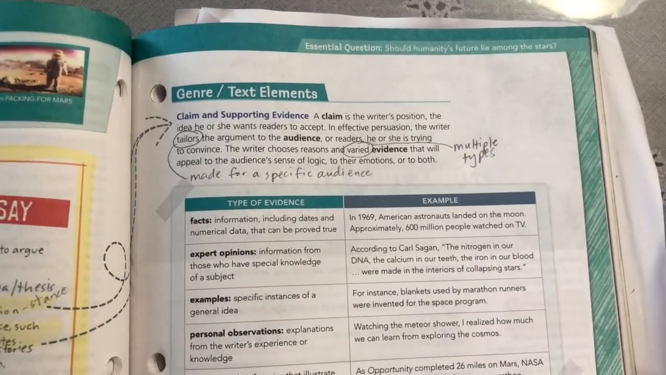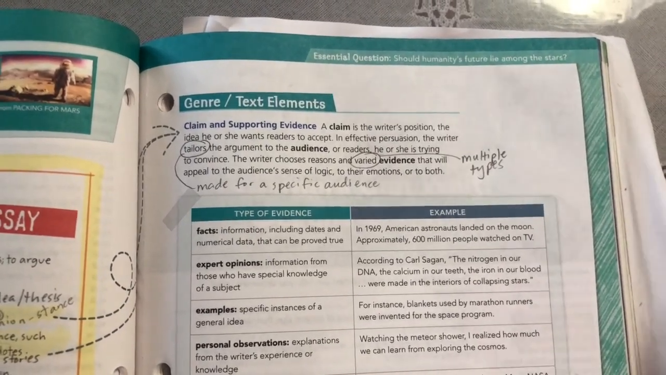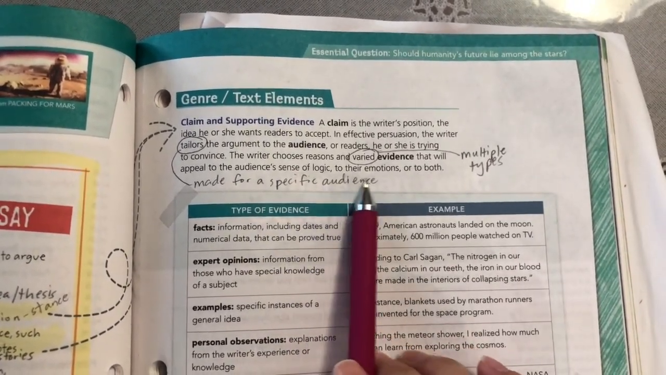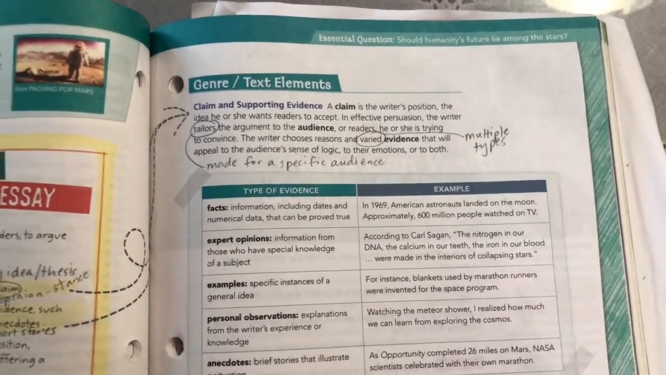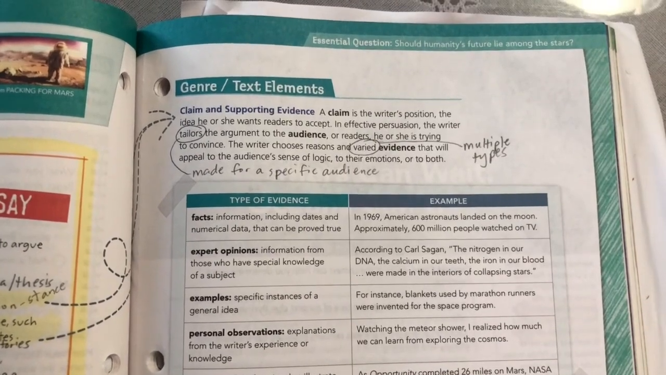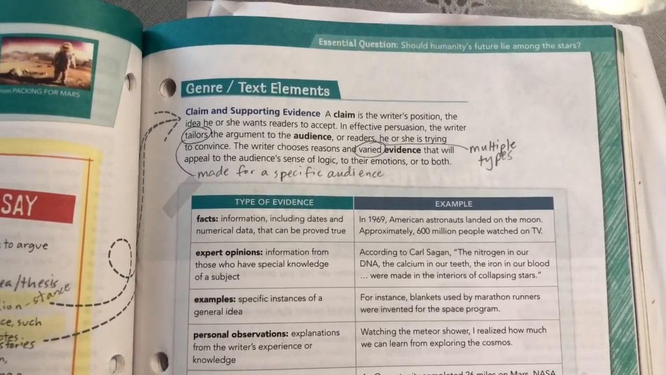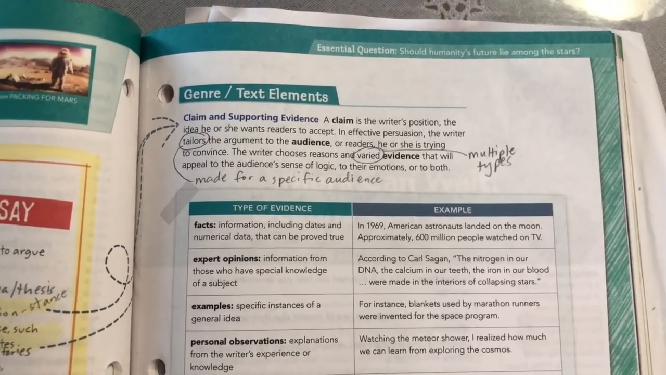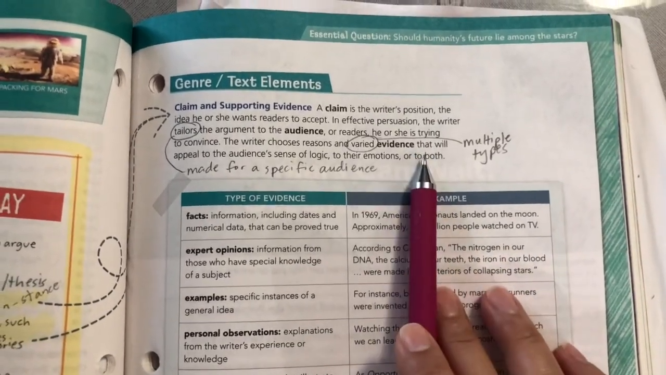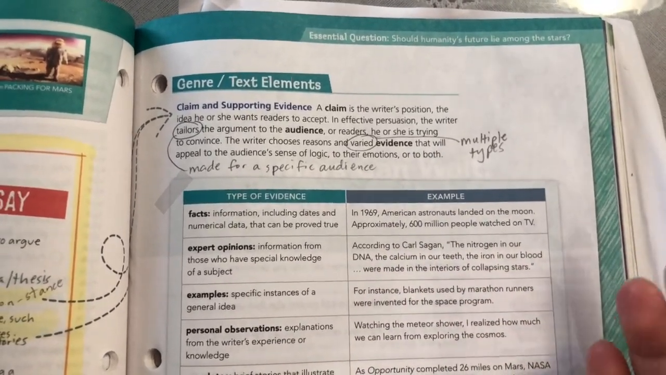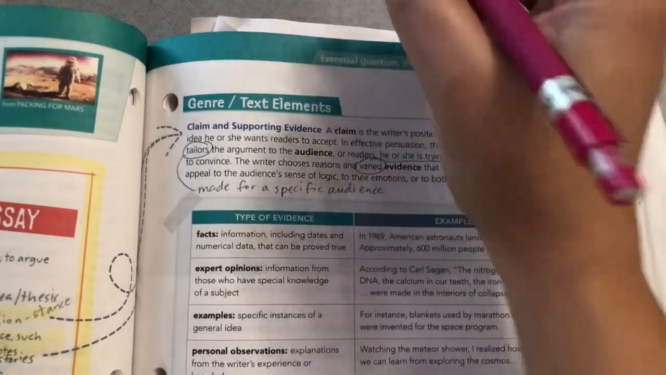Okay, we don't want just a single type of evidence because that doesn't tend to be as convincing. That will appeal to the audience's sense of logic, their emotions, or to both. So usually the best arguments, the best persuasion is done by appealing not just to what you know makes sense, but it also makes you feel a certain way, okay? And this is something that we're going to be talking more about next year when we're talking about ethos, pathos, and logos. And I'll just briefly introduce that actually.